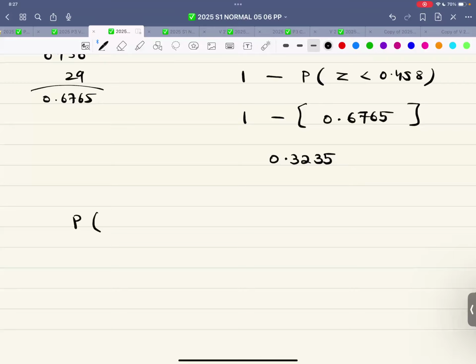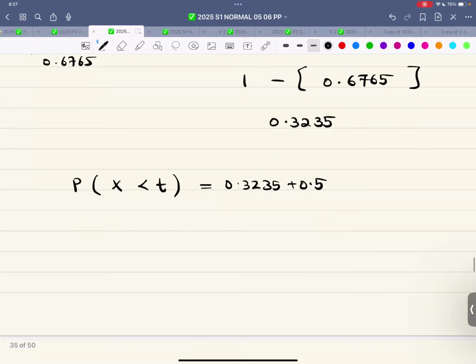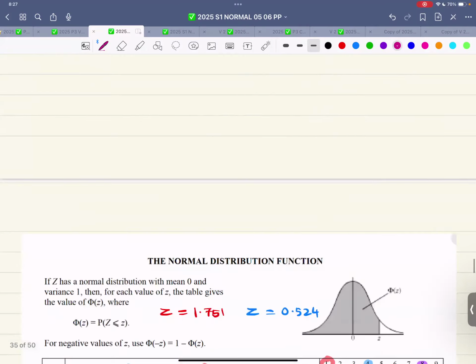Probability x lesser than t is 0.3235 plus 0.5. How much is that? 0.3235 plus 0.5 is 0.8235. This is the probability value. Find the corresponding Z value.